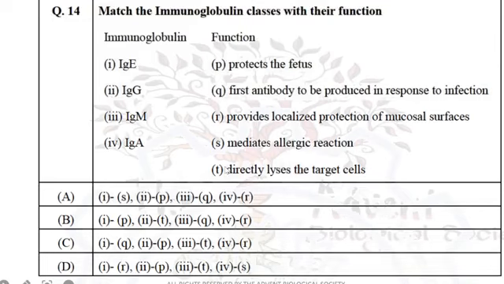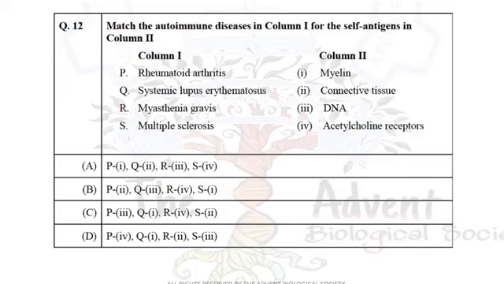Next is match the autoimmune diseases in column 1 to the self antigens in column 2. So rheumatoid arthritis is an autoimmune disorder. Now this generally involves the connective tissues, right? So rheumatoid arthritis is a disorder of our connective tissues and bones. Systemic lupus erythematosus, I mentioned, involves changes in the DNA. So option number 3. Myasthenia gravis.